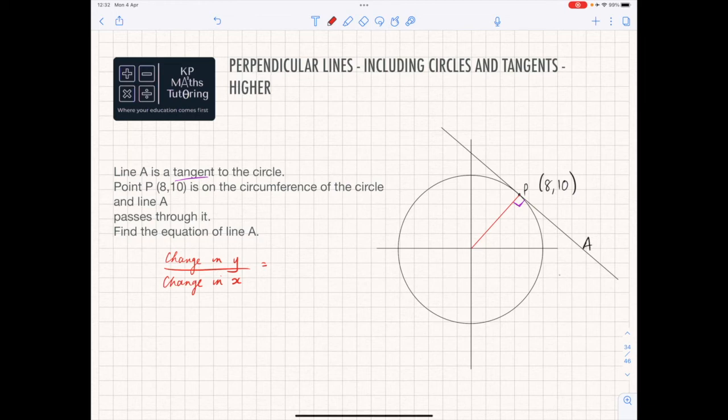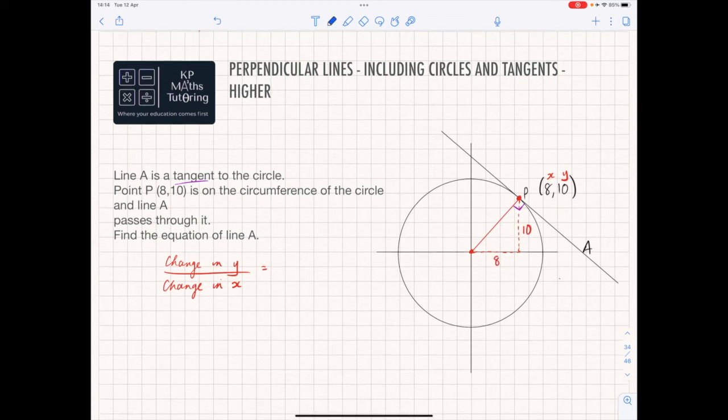Now, I can find that because actually if I do this and create a triangle here, I know that these two values here are part of what I'm looking at. This point here starts at 0, 0, and this point here is at 8, 10, which means my x value is 8, my y value is actually going to be 10 there, because to get this point you go 8 across and 10 up. So from using that information, I can actually then say, well, my change in y is 10 and my change in x is 8.